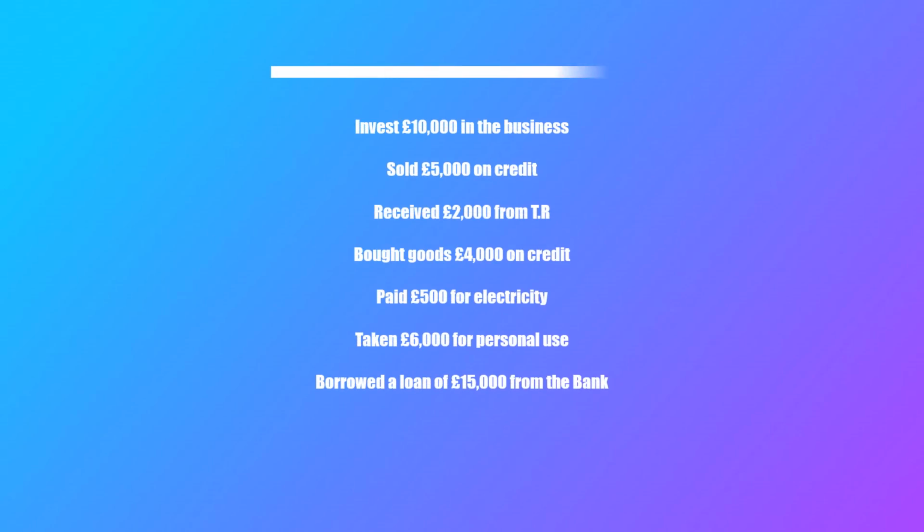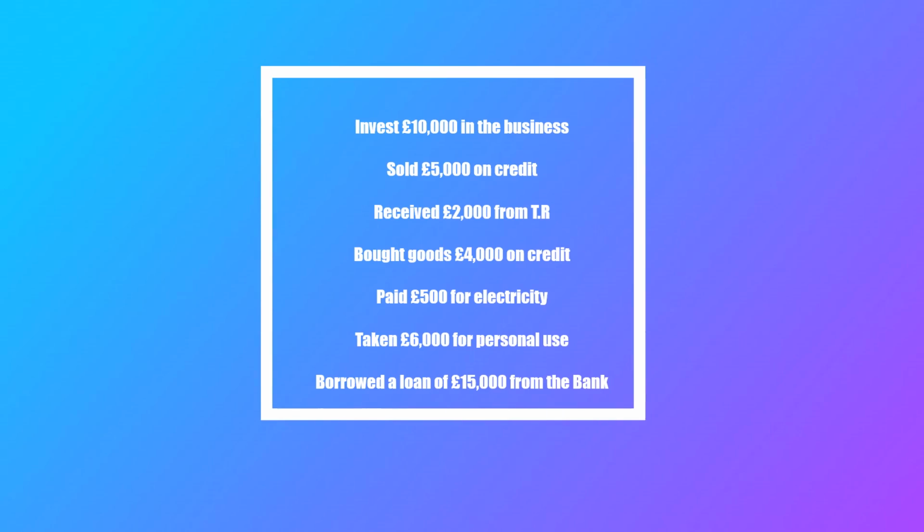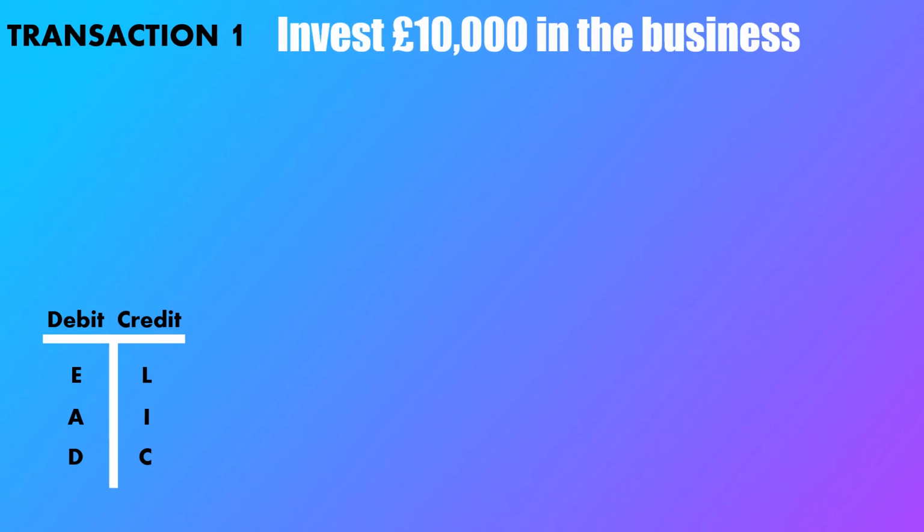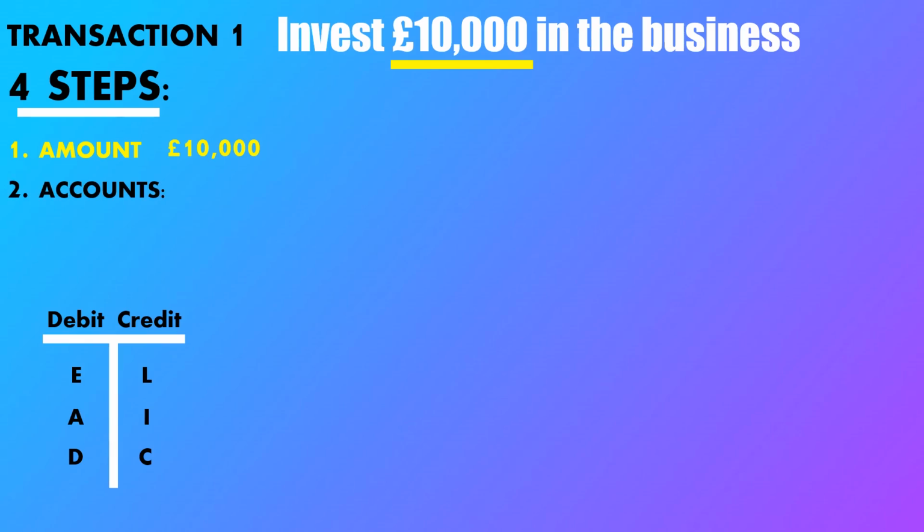Here is an example of transactions that is used to prepare T accounts. All you need are the 4 steps which I just told you. Trust me. So let's get started. Transaction 1 says they invest £10,000 in the business. Using the 4 steps, step 1 is to identify the amount, it's £10,000. Step 2 is to identify the accounts, it is bank and capital. The word invest relates to capital as someone invested money into the business, which makes them part of the owner, and because the money has gone into the business bank account, it relates to bank.